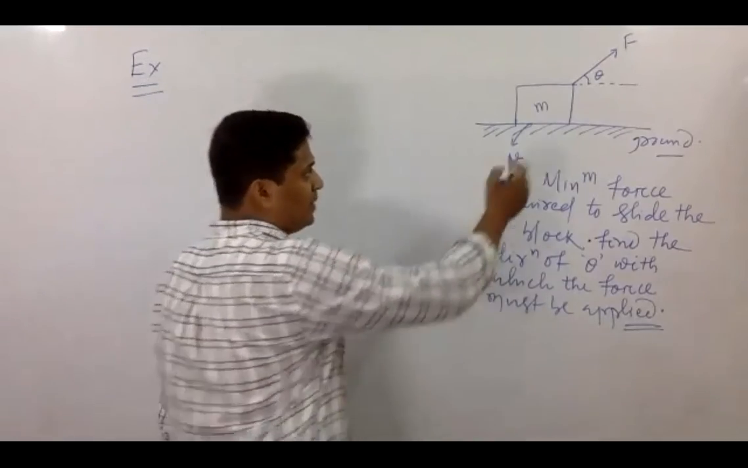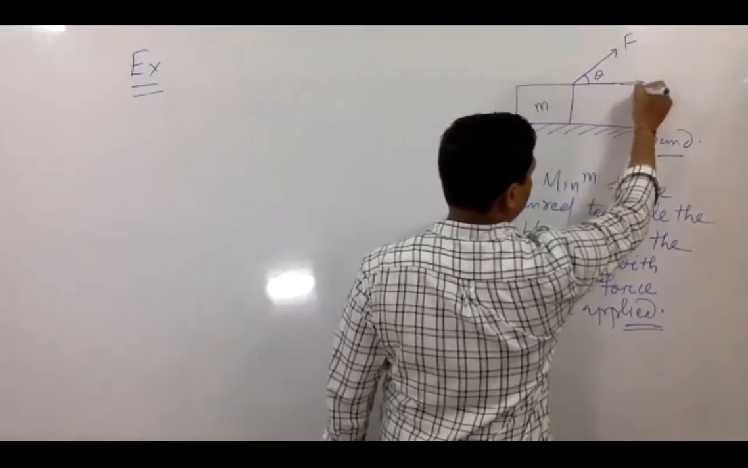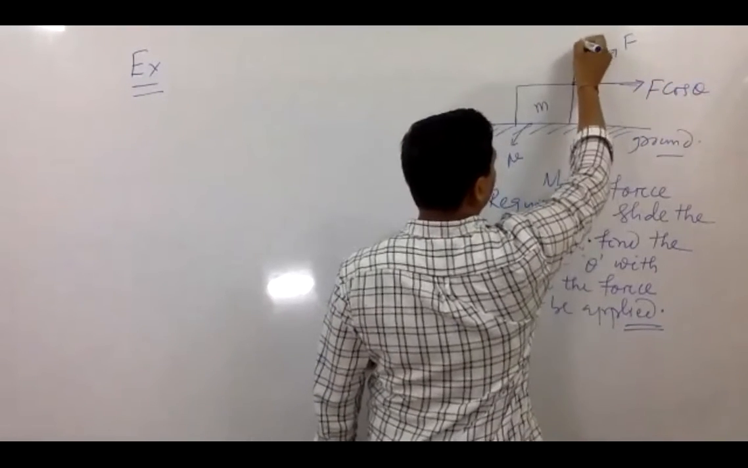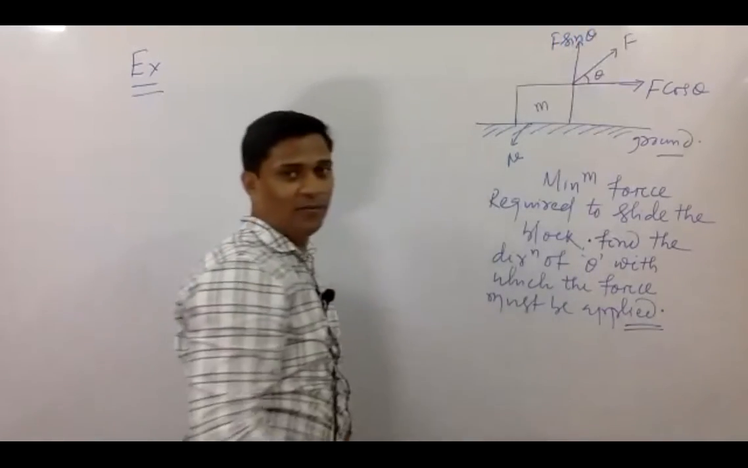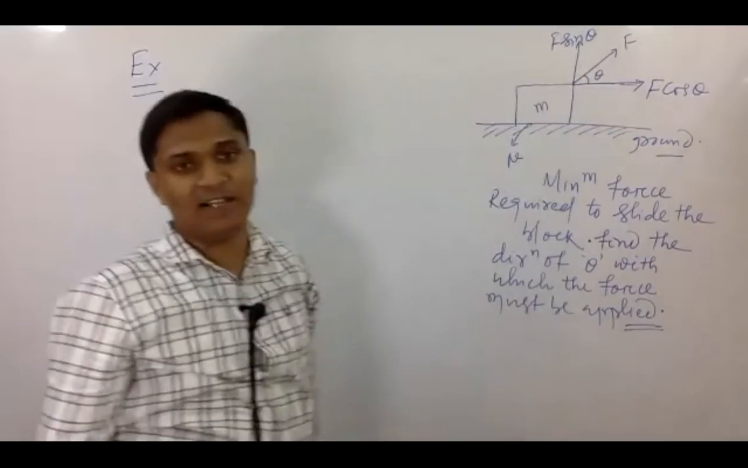Students, see here, if I make the components, if the body will be moving in this direction, we get a horizontal component of force, that is F cos theta, all clear, and we get a force in this direction, that is F sin theta, on the body. That means on the body there is a horizontal force F cos theta acting, and a vertical force F sin theta acting.